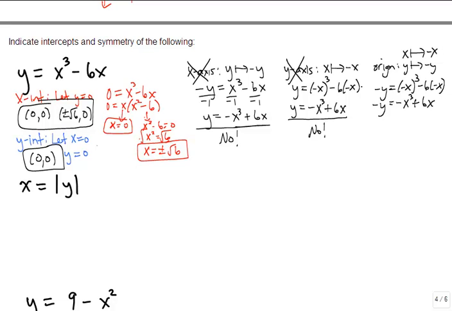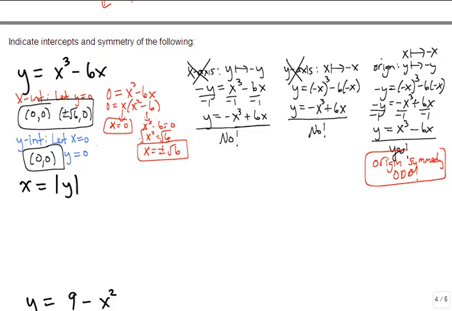But I can't quite compare these two yet because I haven't solved for y. So now I would want to divide every term by a negative 1. So this becomes positive y equals positive x cubed minus 6x. Is that equation the same as the original? Yes. So that means we have origin symmetry. In other words, this is an odd function. We could have predicted that because we had odd powers, an x cubed and an x to the first. It's a little tedious, but that's what you're going to need to do to show algebraically that you do have origin symmetry.